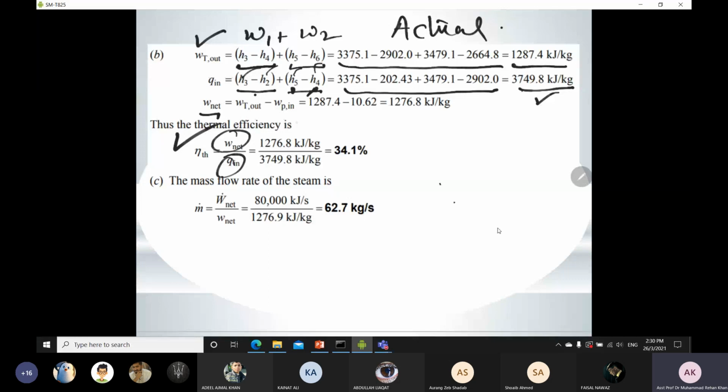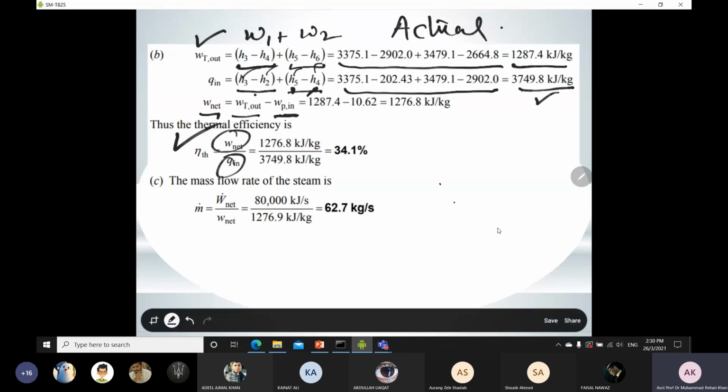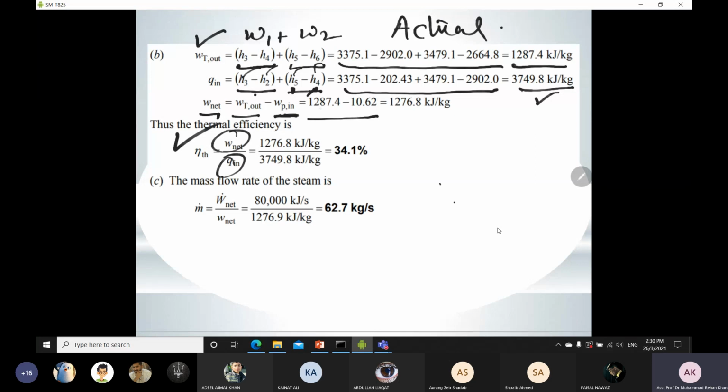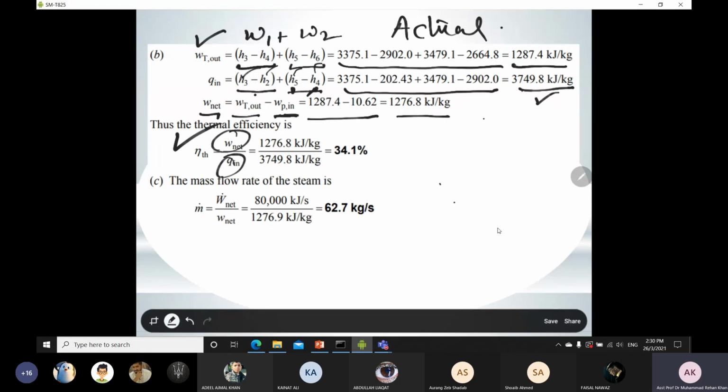Now coming to your W net. W net is equal to the turbine work out minus the actual pump work. Because you already found all these things, you can easily find your W net by using this relation.